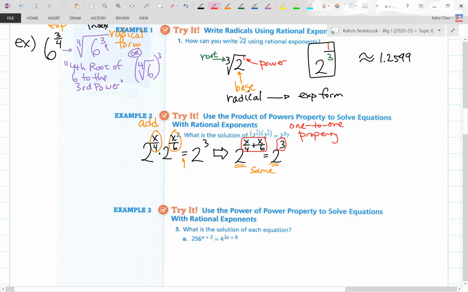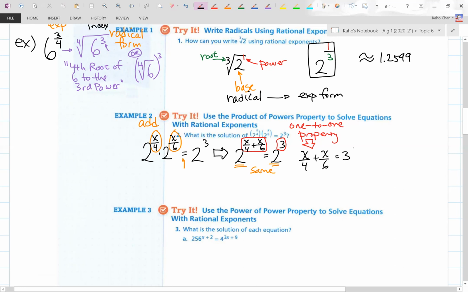I can just say this: x over 4 plus x over 6, because, you know, it's all 2's already. We don't have to worry about the base. It's the same. It doesn't matter. Equals 3. Wow. I know, this is crazy.